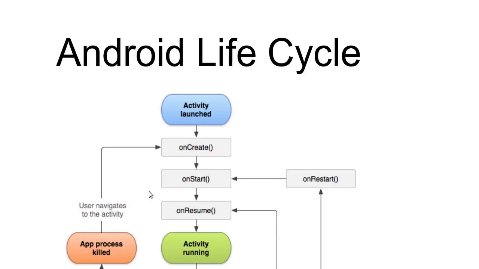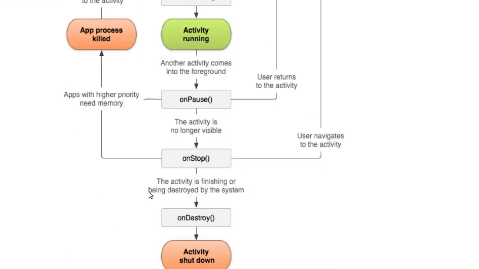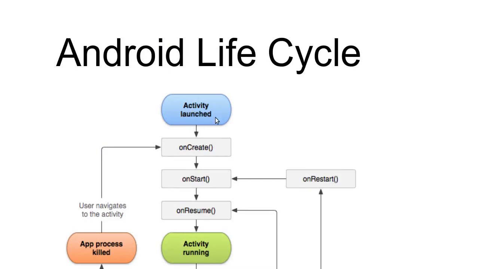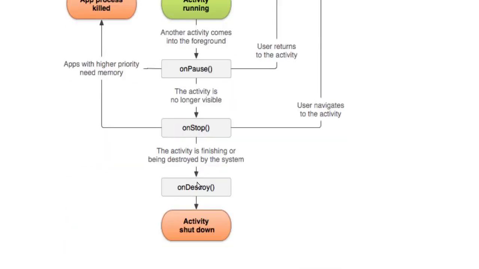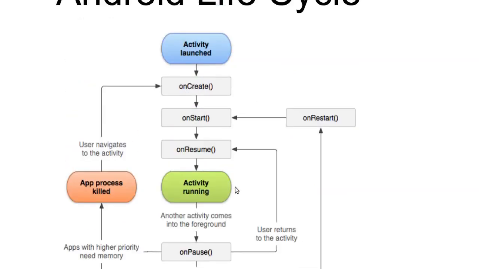Life cycle means that whenever an activity is created, it moves to the running state, then it moves to the end state, that is the shutdown state. So the first state is activity launched, then running, and then activity shutdown. In between there are multiple methods, and the activity has to call these methods to make the transition from one state to another. So what are the states and what are the methods?